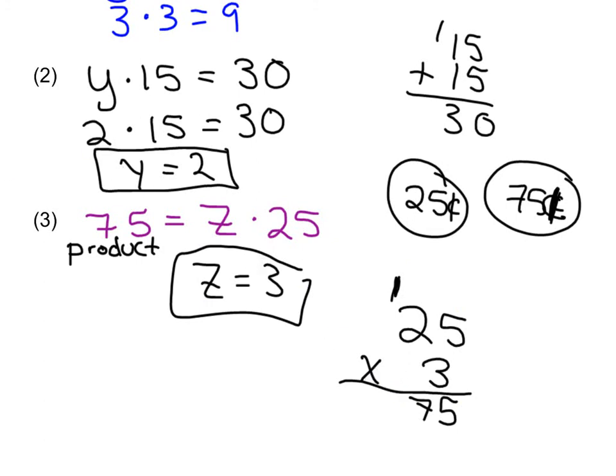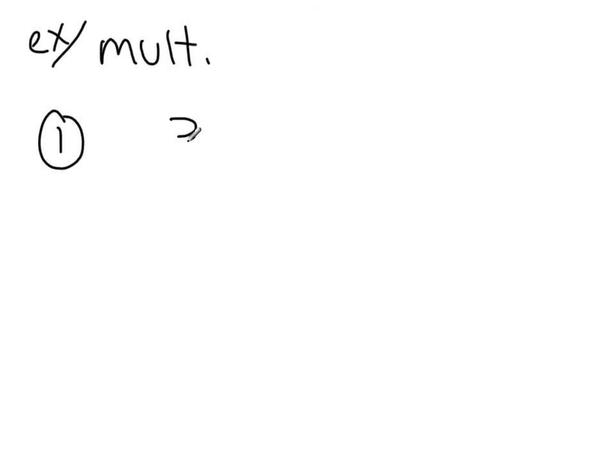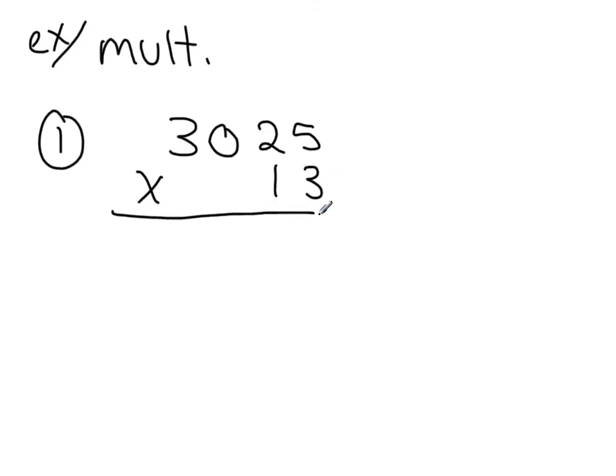So, let's multiply more digits. Our directions are going to say multiply, and let's just get a scary number. I don't know, 3,025 times, I don't know, 13. When we multiply more than one digit times anything, first off, we got to know our 1 through 12s tables, or else this is going to suck. So once we got those down, we tackle digit by digit.